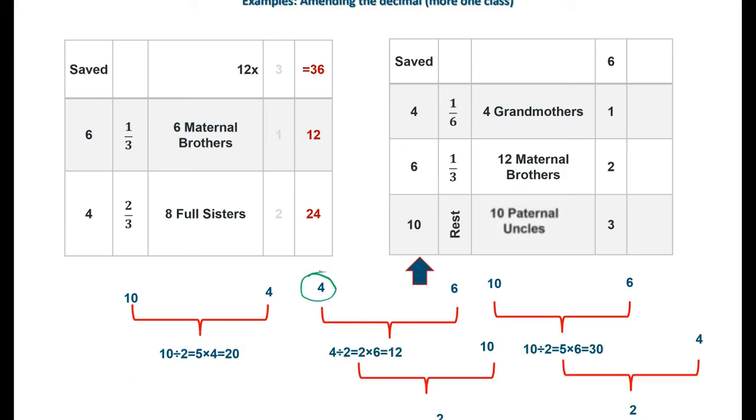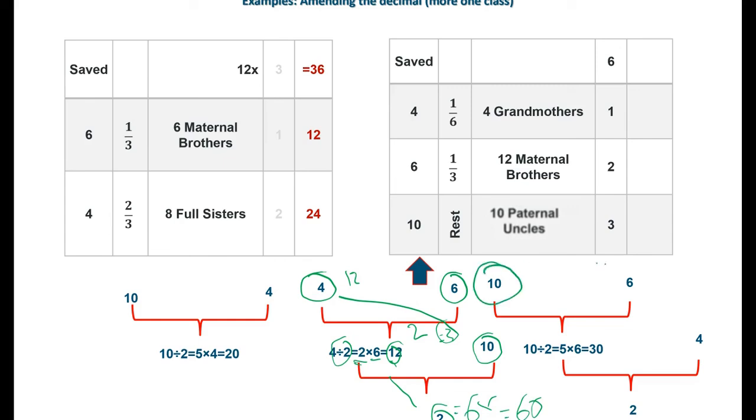We can also do 4 and 6. 4 and 6, they also have a common number that can divide them both, which is 2. So 6 divided by 2 equals 3. 3 times 4 equals 12. Or 4 divided by 2 equals 2. 2 times 6 equals 12. Now we have 12 and we compare it with 10. What's the relationship between the two? So we divide 12 divided by 2 equals 6. 6 times 10 equals also 60.